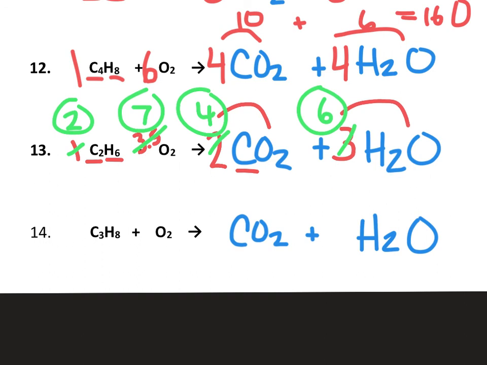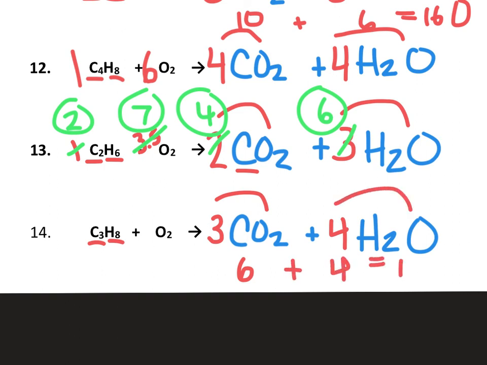And last but not least, let's try this. 14, we've got 3 carbon, so I'm going to put a 3 there for 3 carbon. 8 hydrogen, so 4 times 2 is going to give me 8 hydrogen. However, 3 times 2 gives me 6, 4 times 1 gives me 4, so I now have 6 plus 4, 10 oxygens total. 5 times 2 will give me those 10 oxygens, and I now have balanced.